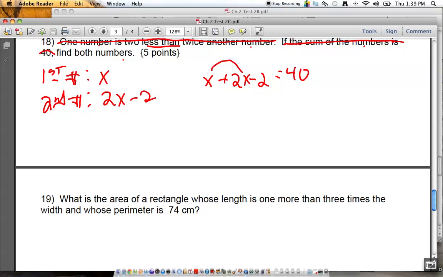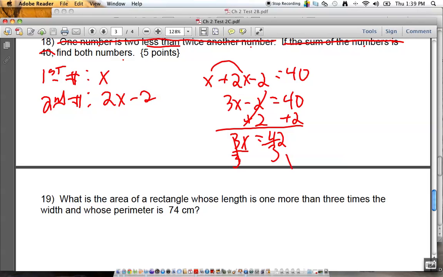So, same side situation, 3x minus 2 is 40, plus 2, plus 2, 3x is 42, divide by 3, x is 14. Am I done? No, because it says to find what? Both numbers. So 14, and then I've got to throw a 14 in here. 2 times 14. Anybody know that real quick off the top of their head? 28, good. Minus 2 is? What's 28 minus 2? 26. Good. And by the way, don't they add up to 40? 14 and 26? I love that about word problems, that when it's done, I can do what they said and see if it actually checks itself out.